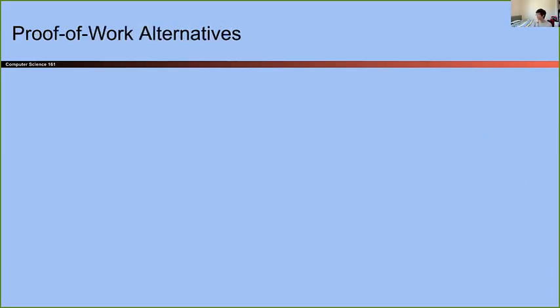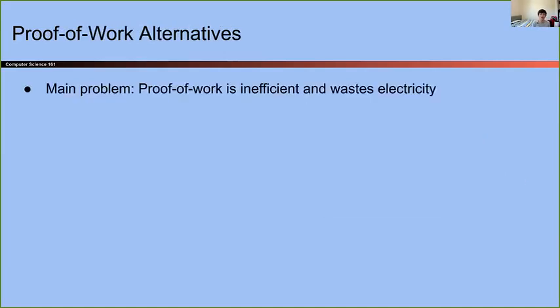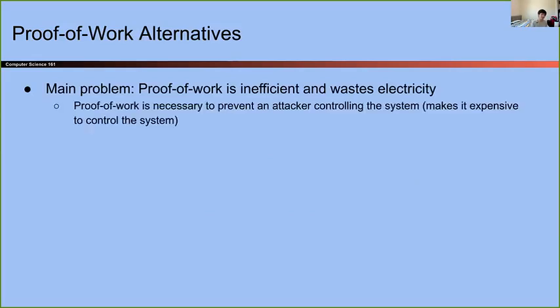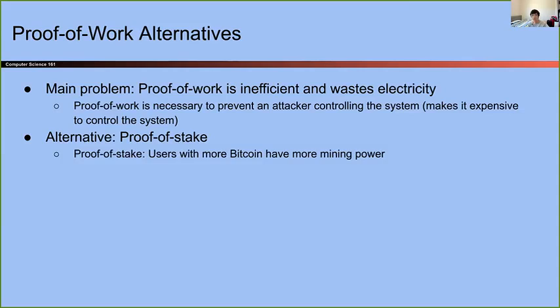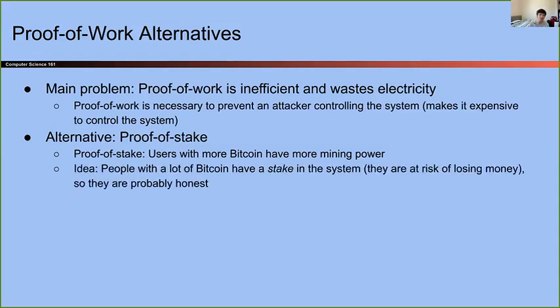There are a couple other alternatives to proof of work. Proof of work is inefficient and it wastes electricity. But there's this other idea that's sort of the other one you mainly hear of, called proof of stake. The idea is basically just that users, not Bitcoin, Bitcoin doesn't use proof of stake, but users with more currency have more mining power. The idea is that if you have a lot of stake in the system, if they're at risk of losing money, they're probably more honest.